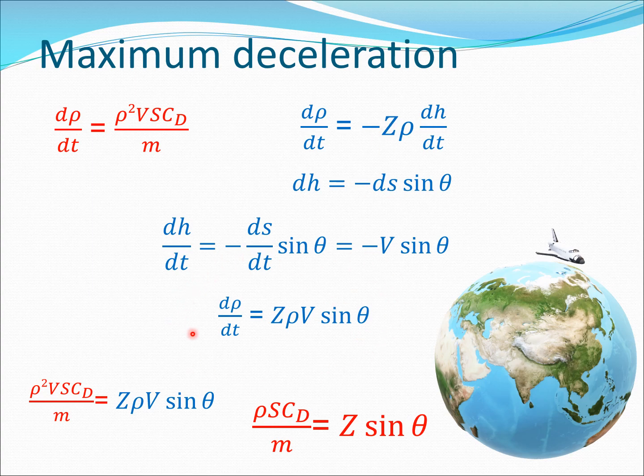So I have two equations which are telling me what is d rho by dt, one equation here in red and one equation here in blue. And so I'm going to equate this red equation with the blue equation, and when I do that, again I can do one or two cancellations. So after I cancel for rho and v, I get z sine theta on this side, and on this side I get rho scd by m. So this is the equation we are going to now carry on further.